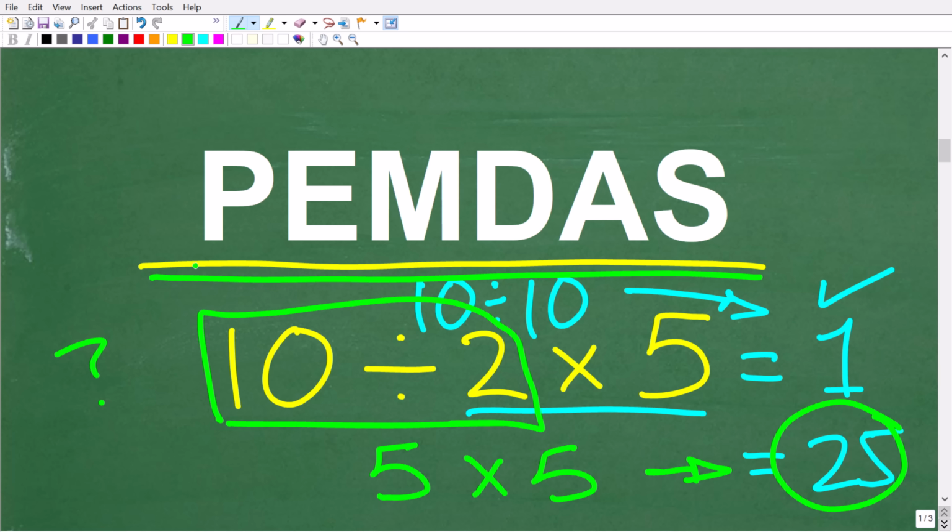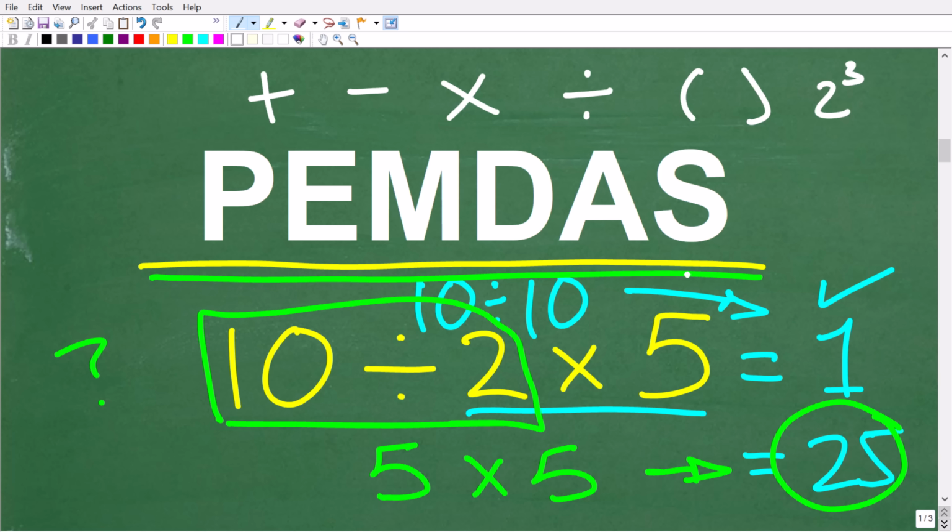So PEMDAS is an acronym. It's a checklist that goes from left to right, and it tells us the correct order to do a math problem. So every math problem is built from numbers and things called mathematical operators. And a mathematical operator is things like addition, subtraction, multiplication, division, parentheses, powers, etc. All right, so PEMDAS, again, is an acronym. It's a checklist that tells us how to do a math problem.